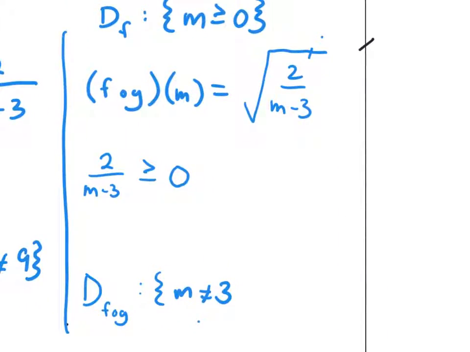Now this one is actually not very easily solvable. Why? Because what if I multiply this by m minus 3 on this side and over on this side? What happens to my variable?